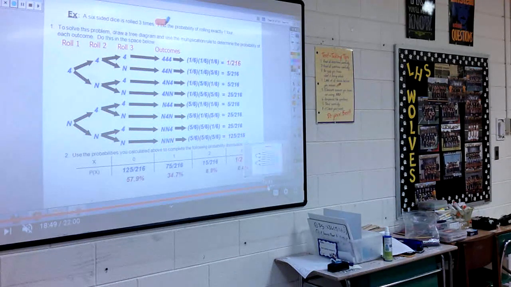Now, 125 out of 216, if you're doing that on your calculator, you should get 0.579. That was 57.9%. 75 out of 216 is 0.347, 34.7%. 15 out of 216 is 0.069, sorry, which is 15 out of 216 there. And then 1 out of 216 is 0.4%.